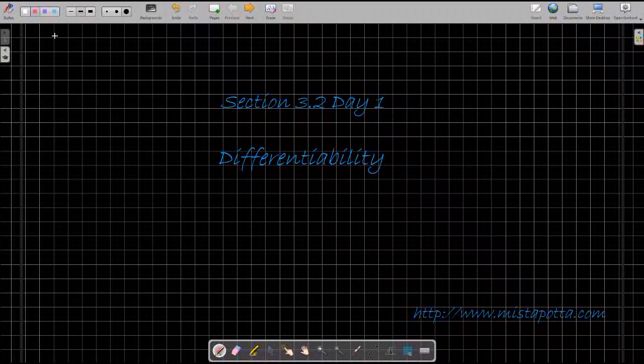Today we're going to be talking about differentiability. We've been talking about derivatives for the past couple of days, what a derivative is, what the practical purposes of a derivative are. But today we're going to talk more about the general sense of differentiability. So the question is, of course, what is differentiability?